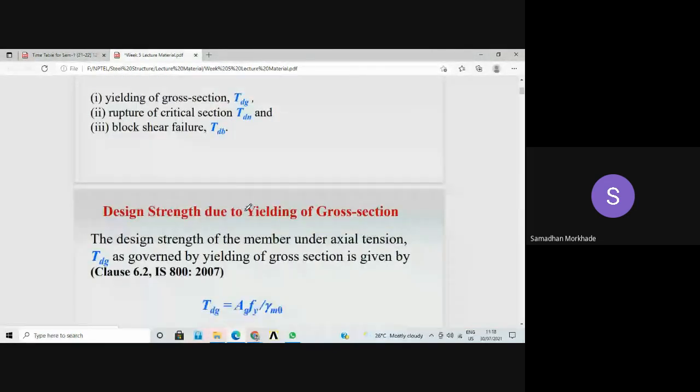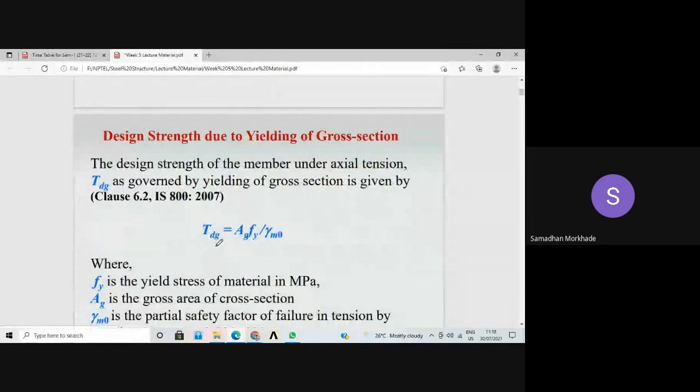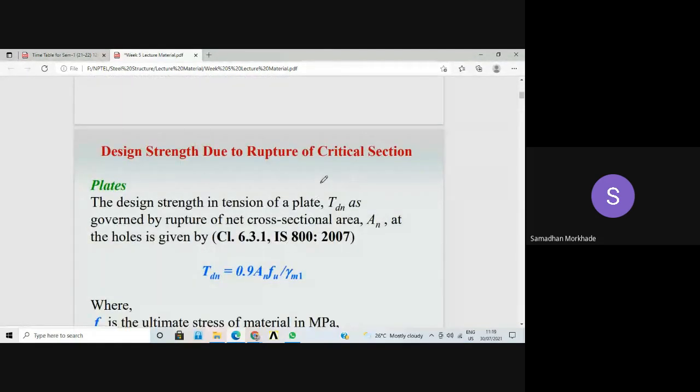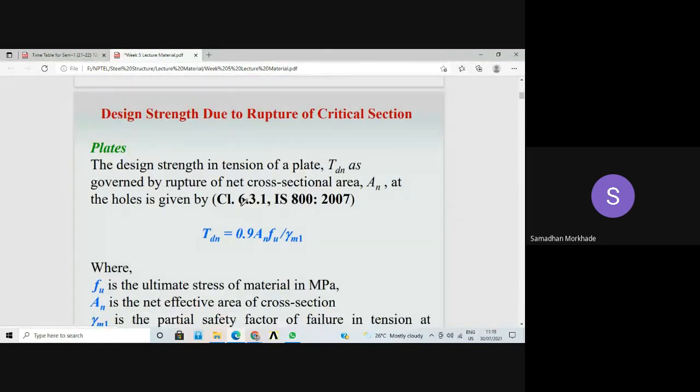The formulae given by the code: TDG, as per clause 6.2, page number 32, is equal to Ag into Fy by gamma m0. Then comes the design strength due to rupture of the critical section. This rupture formula is different for plates and for angle sections.